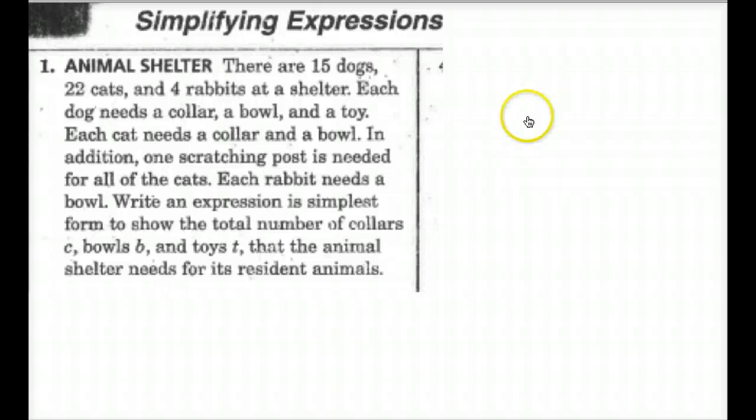All right, now I'm going to skip over and do some problems off your worksheet. I believe this is page like 43 of your worksheet. So our very first one, it says animal shelter. There are 15 dogs, 22 cats, 4 rabbits at an animal shelter. Each dog needs a collar, a bowl, and a toy. Each cat needs a collar and a bowl. In addition, 1 scratching post is needed for all the cats. Each rabbit needs a bowl. Write an expression in simplest form to show the total number of collars, and we're going to represent collars with a C, bowls with a B, and toys with a T that the animal shelter needs for its resident animals.